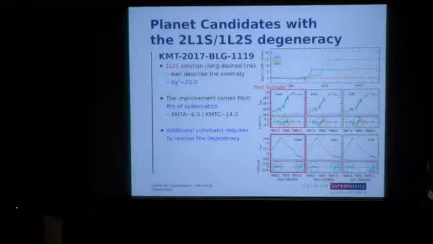As you can see, even the best of all models show some systematic trend in the residuals. This means the improvement comes from fitting the systematics. So my conclusion is that I cannot resolve this binary source and binary lens degeneracy by using the delta chi-square.